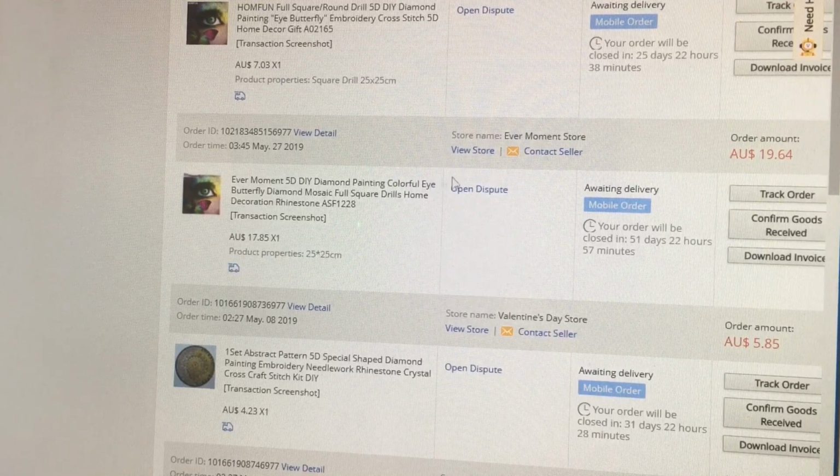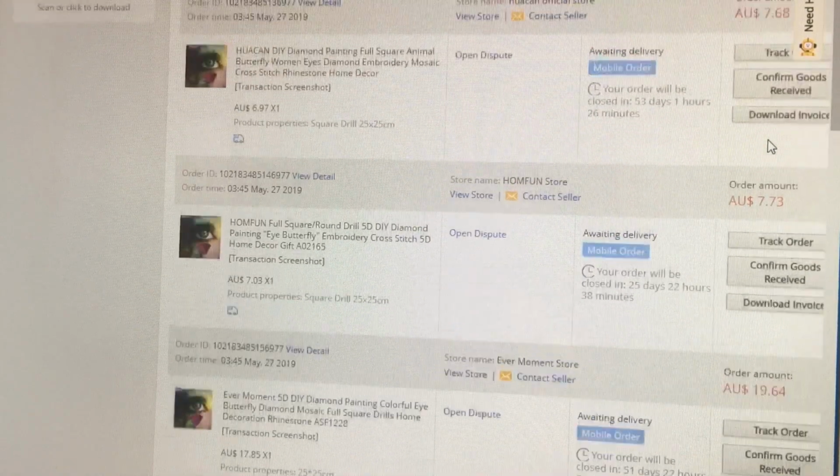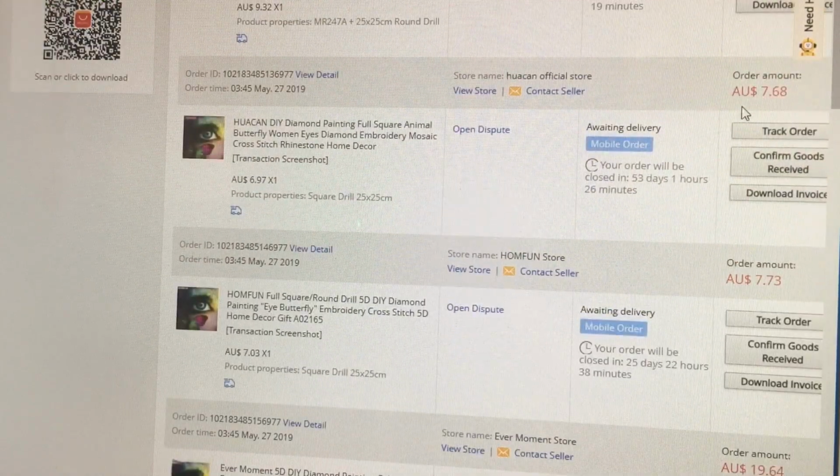So as you can see already, it's pretty much gone how I thought it would. The Evermoment comes out as the most expensive at $19.64 Australian. My HOMFUN one came in at $7.73 Australian. So that's quite a big difference. Huacan came in at $7.68 Australian, and that was the cheapest.